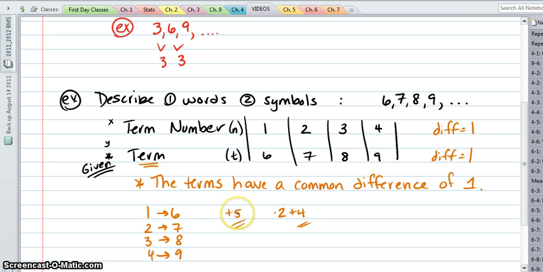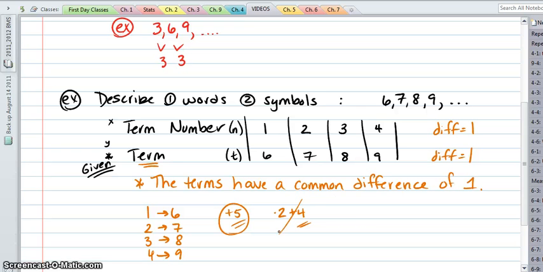Does plus 5 work with 2 and 7? Does times 2 plus 4 work with 2 and 7? Well, it turns out that 2 plus 5 is 7, 3 plus 5 is 8, 4 plus 5 is 9. This one works. 2 times 2 plus 4 would not give me 7, so this one doesn't. But that's where the guess and check comes in to figure out the rule.